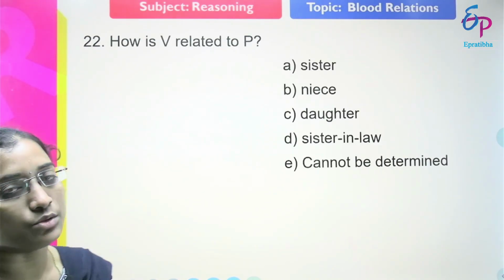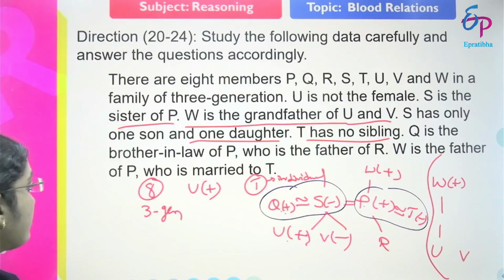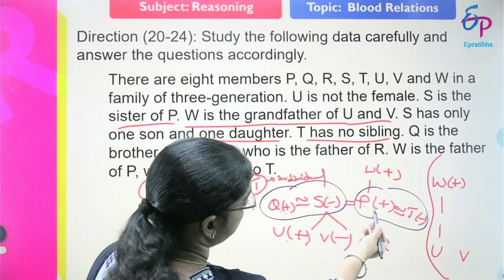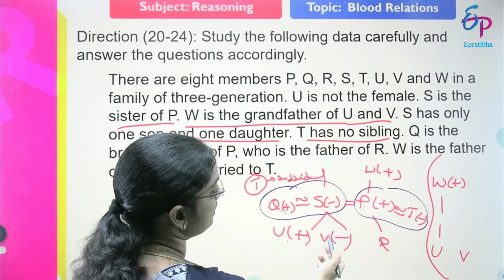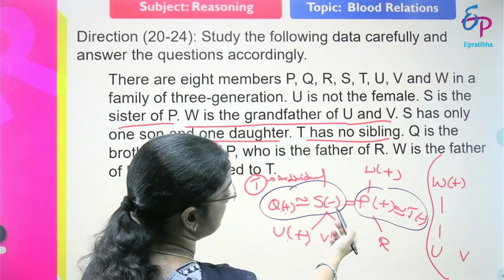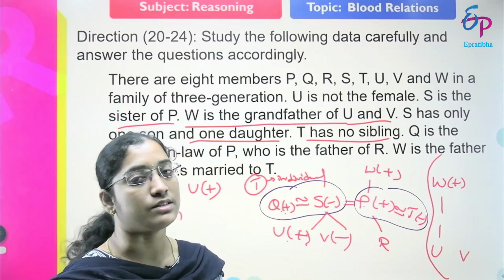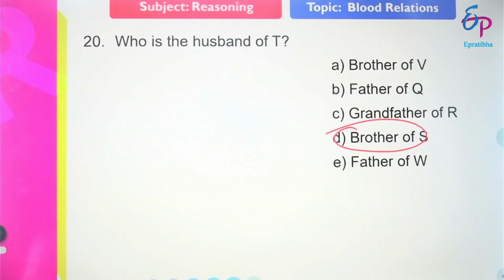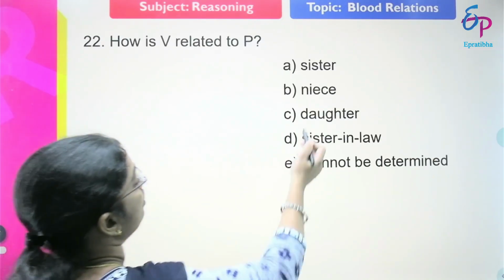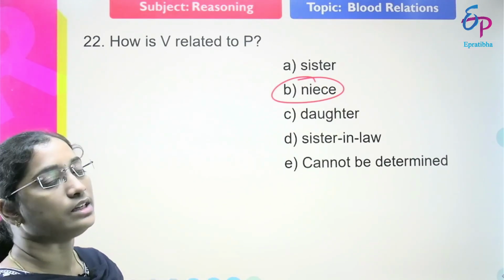How is V related to T? Okay, how is V related to P, friends? Yes, how is V related to P? So here V is a child of S, daughter of S. But our question is how is V related to P? That means P's sister's daughter. Okay, V is P's sister's daughter. So brother or sister's daughter is niece, right? So our answer is niece. Okay, so option B is the correct answer. How is V related to P means V is a niece of P.